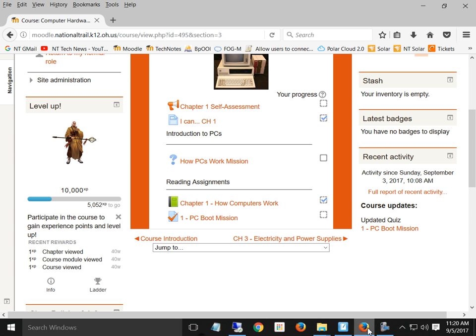So what are we doing now? You guys are going to take this PC boot mission. Basically, it's what we went over today on the boot process. You can take it as many times as you want. It's in your gradebook in the formative section, but you can only take it once every 2 hours. This is really a practice on using your notebook and seeing if your notes are good enough to pass tests.